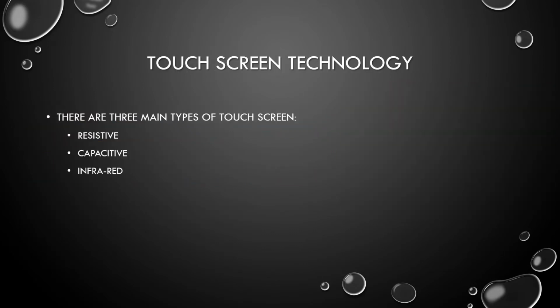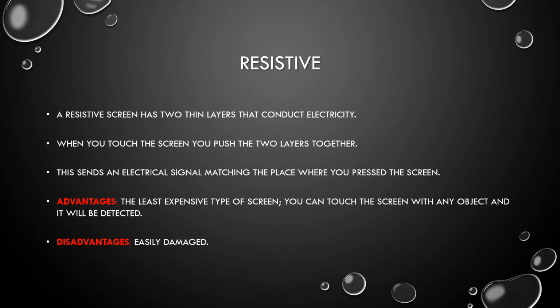Alright, so there are three main types of touchscreens. We have resistive, capacitive, and infrared. We're going to have a look at the three different types now and look at their advantages and disadvantages. So the first one we're going to look at is resistive. Now a resistive screen kind of has two layers, kind of like that. I haven't drawn that very well because it's not very straight, but you kind of get the gist of it.